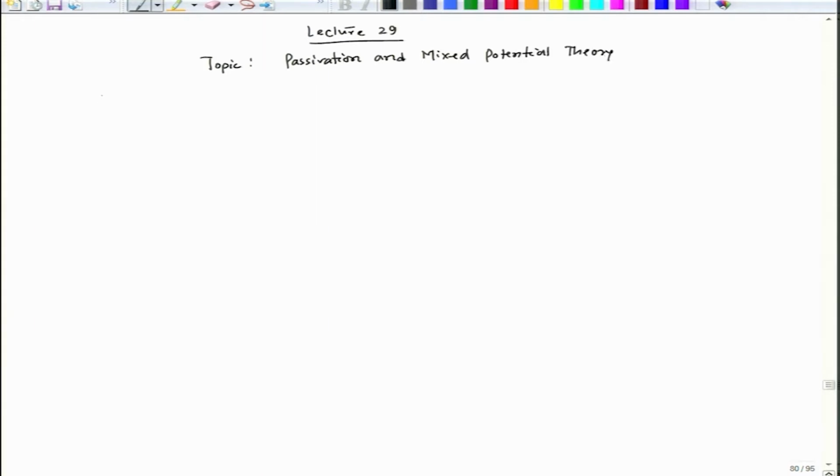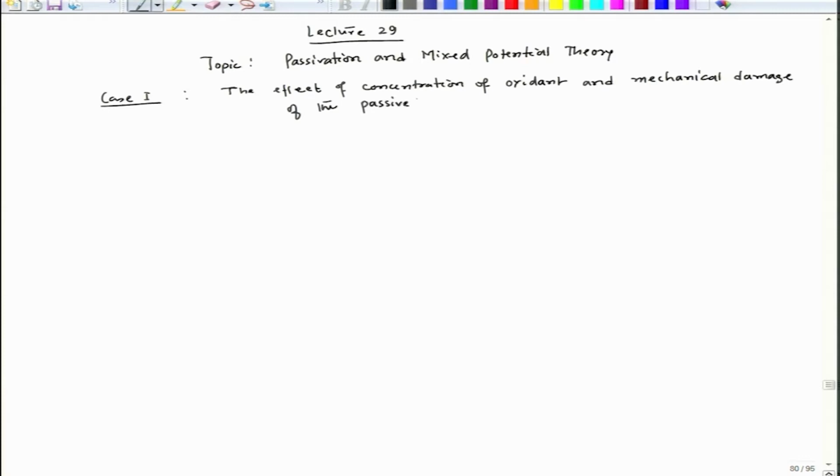So, case 1, the effect of concentration of oxidant and mechanical damage of the passive film, or rather I would say effect of oxidant on the passivity and mechanical damage of the passive film.